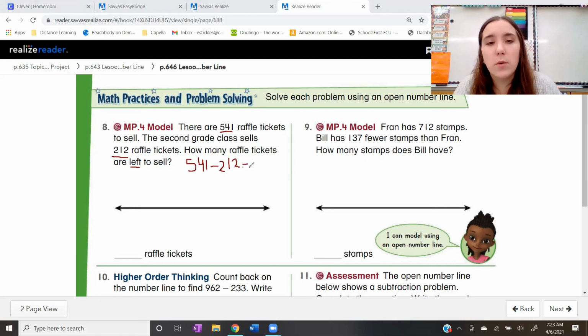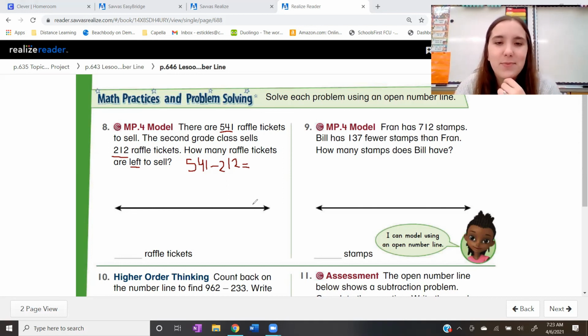Remember, if you're given a word problem and there's 2 numbers in it and it says something like how many are left, you're always going to be doing subtraction, and that means that you have to put the bigger number first, because you can't do a small number minus a bigger number. You always want to put the bigger number, 541, minus the smaller number. So now I want you to use your open number line to solve this problem. Pause me, come back to me when you're all done, and we'll check your work.